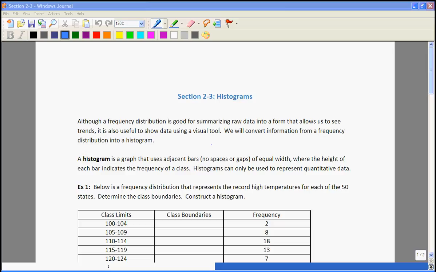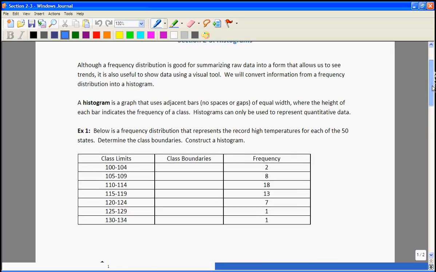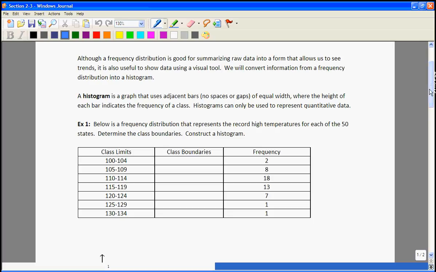Section 2.3, histograms. So we've worked on frequency distributions, and we've noticed that they're good for summarizing just our raw data into a table or form that lets us see trends. But it's also useful to show data using some type of visual tool. What we'll do here is convert information from a frequency distribution into a histogram. Now, a histogram is a graph that uses adjacent bars, no spaces or gaps, of equal width where the height's going to indicate the frequency of each class.